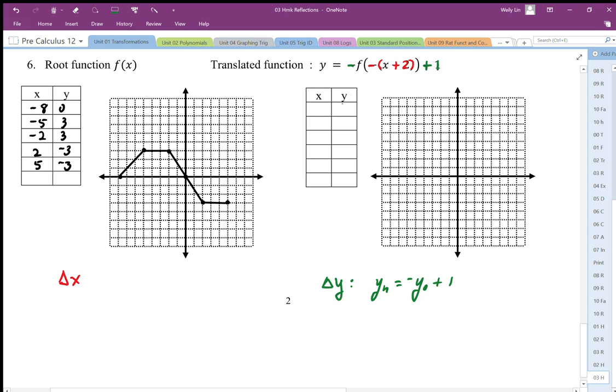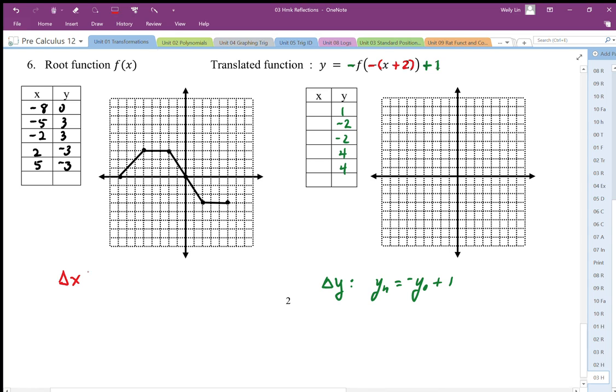So I end up back at positive 1. I flip and add 1, so I'm at negative 2. 3 flipped, add 1 is negative 2. Negative 3 flipped is positive 3, plus 1 is plus 4. So those are all my y transformations. And notice I'm doing that separately from my x's.